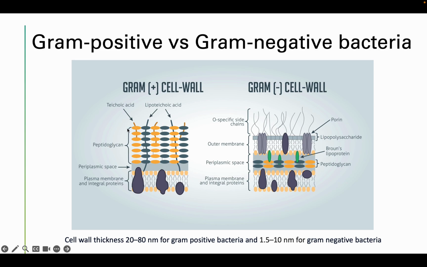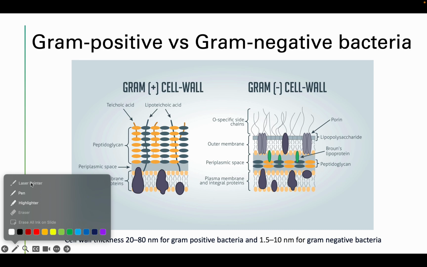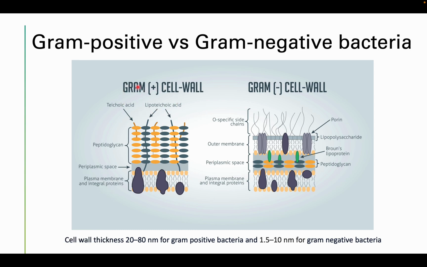And another major difference, if you can see my laser pointer, is the peptidoglycan layer in the gram-positive bacteria. You can see it's a lot, many layers of peptidoglycan. But in the gram-negative bacteria, it's very thin, one or two layers of peptidoglycan. So this is the major difference between the gram-positive and the gram-negative bacteria.